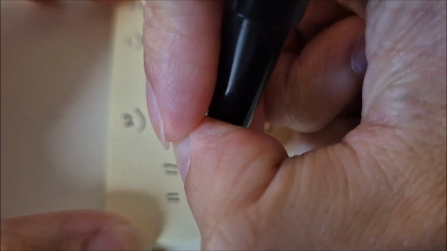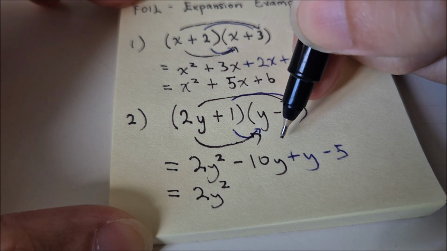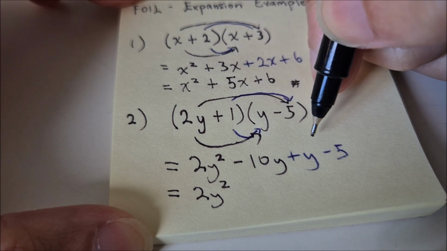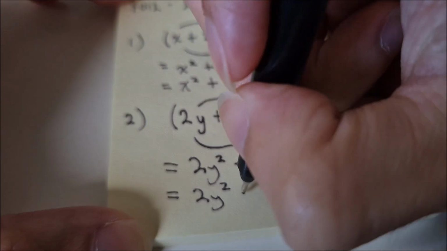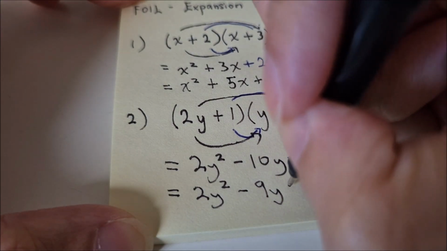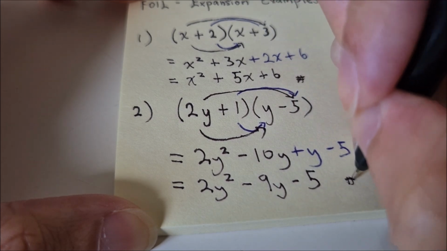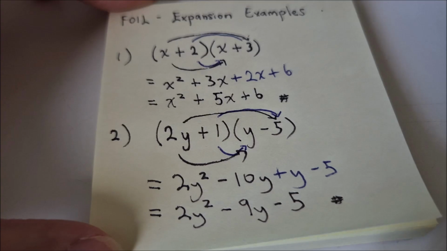And again, simplify it. So 2y squared, we have a minus 10y and a y, so that just becomes minus 9y, minus 5. And we are done.